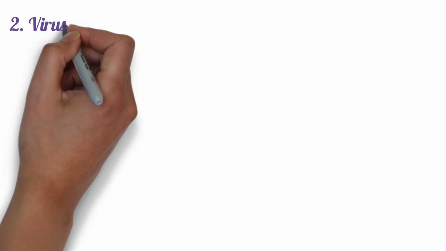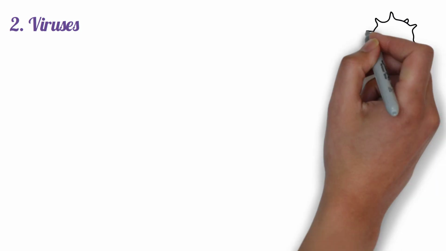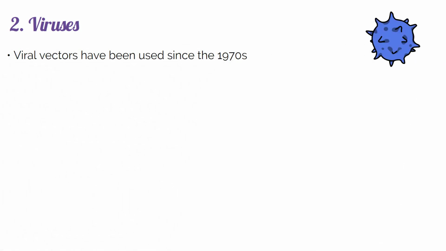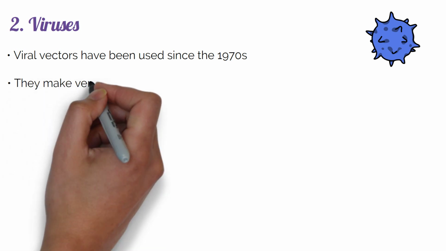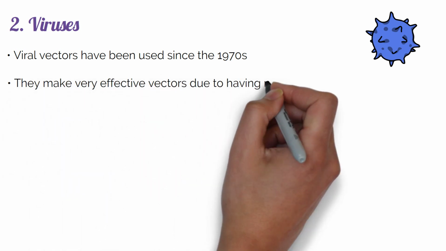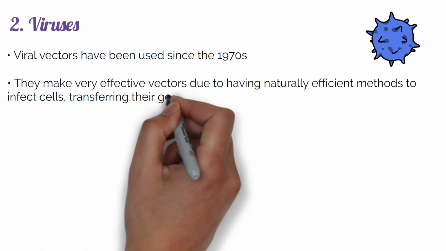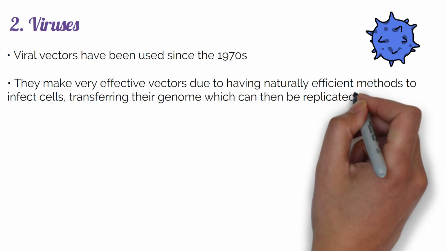Another type of vector are viruses. Viral vectors have been used since the 1970s. They make very effective vectors due to having naturally efficient methods to infect cells, transferring their genome, which can then be replicated within host cells.